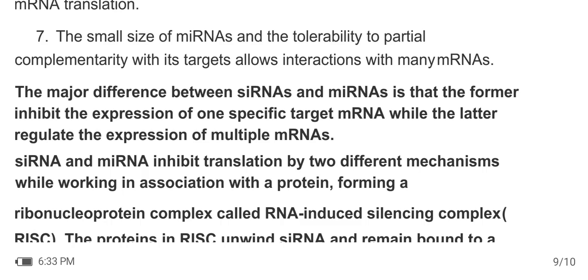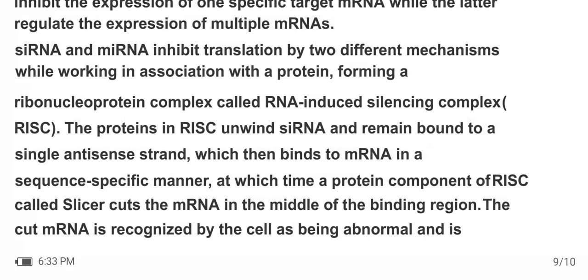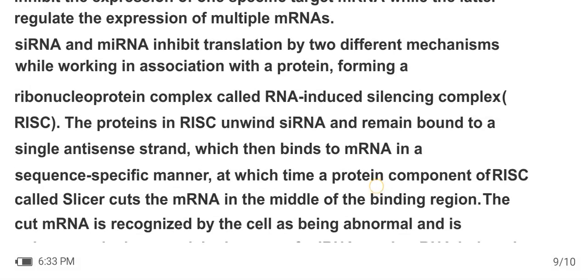The major difference between siRNAs and miRNAs is that the former inhibit the expression of one specific target mRNA, while the latter regulate the expression of multiple mRNAs. siRNA and miRNA inhibit translation by two different mechanisms while working in association with proteins, forming a ribonucleoprotein complex called the RNA-induced silencing complex.